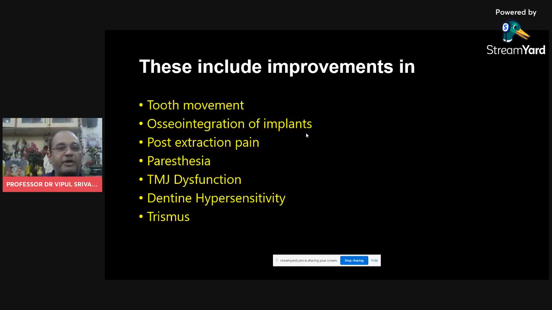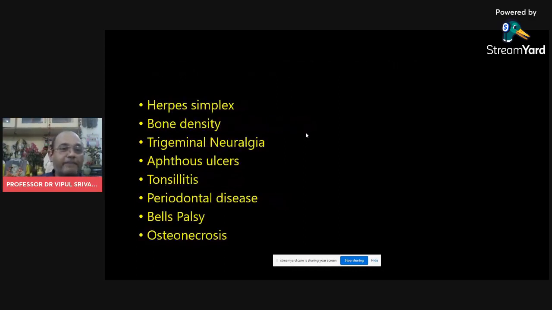I can use it for treatment of trismus, that is jaw lock, herpes simplex, improvement of bone density, trigeminal neuralgia, aphthous ulcer, tonsillitis, periodontal disease, Bell's palsy, like I just mentioned, and osteonecrosis. So these are certain areas where we can use low-level laser therapy. It is worth mentioning that these are alternative ways of therapy, so there is no side effect if I'm using low-level laser therapy. So they are excellent.